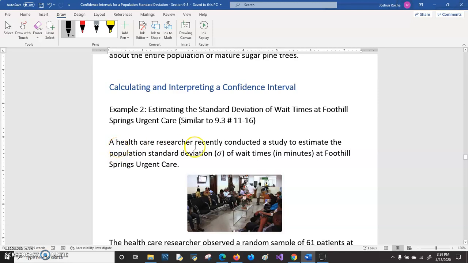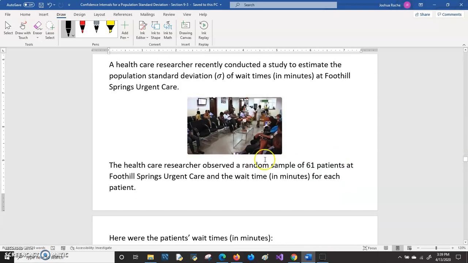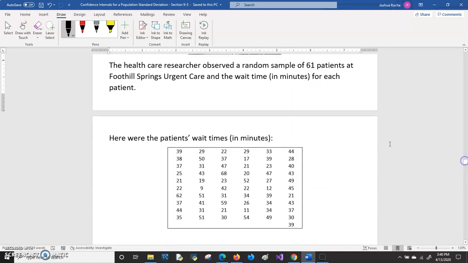A healthcare researcher recently conducted a study to estimate the population standard deviation of wait times in minutes at Foothill Springs Urgent Care. The healthcare researcher observed a random sample of 61 patients at Foothill Springs Urgent Care and the wait time in minutes for each patient. Here were the patients' wait times in minutes, so all 61 of their wait times.